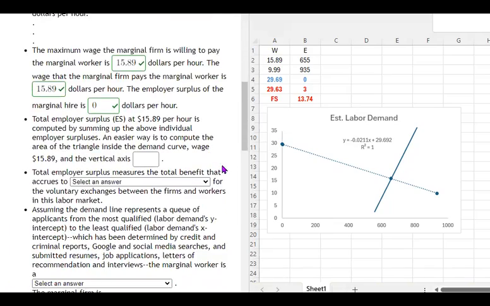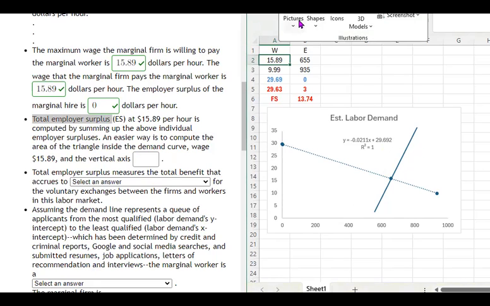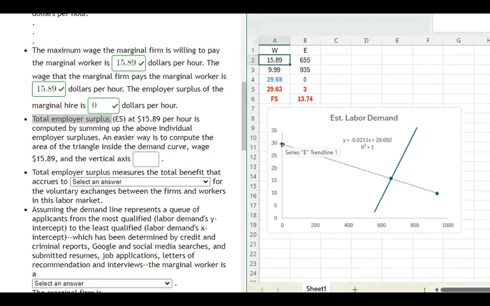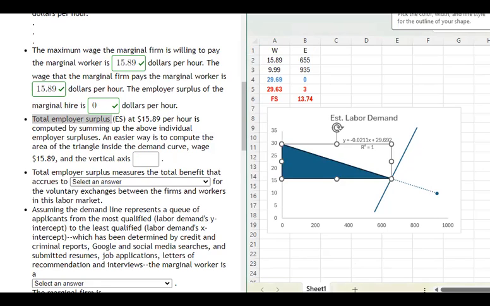Now we have to calculate the total surplus at $15.89. To calculate the total surplus and total employer surplus, let me draw another line in here. Let me draw in a triangle. Drawing a triangle here real quick. You want to calculate this area here, so we don't need an outline. We're going to make it yellow, and we're going to make it transparent.